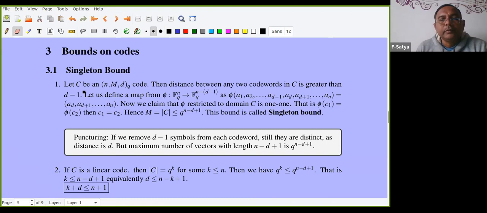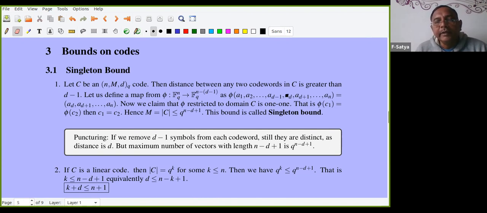What am I doing now? If the distance is D, it means the distance between any two code words is at least D. I'm defining a mapping now, from F_q^n to F_q^(n-D+1). How do I map it? I take an n-length vector, A1, A2, up to A(D-1), the first D-1 coordinates, and then AD up to AN.